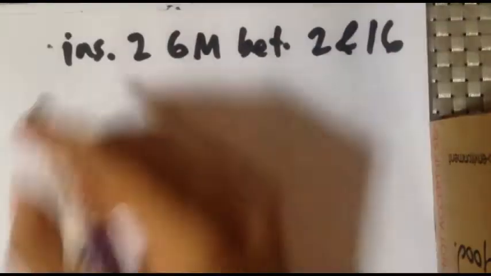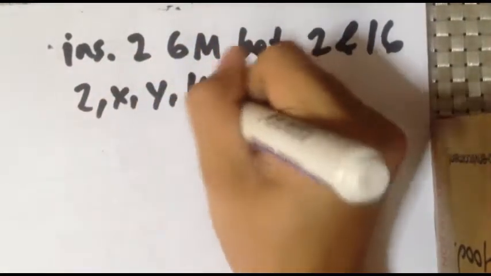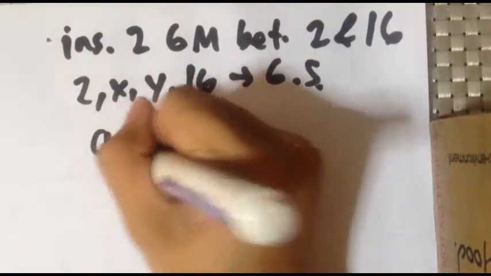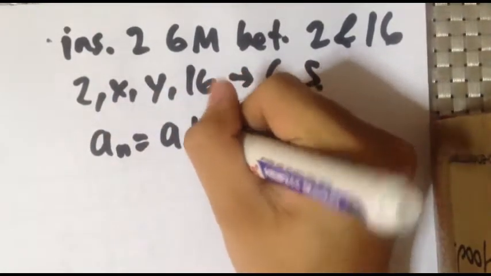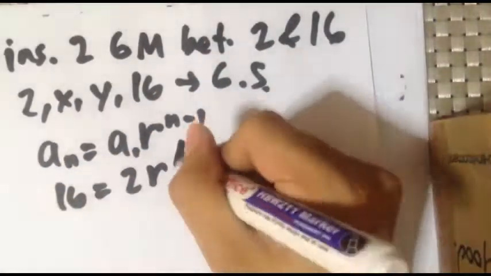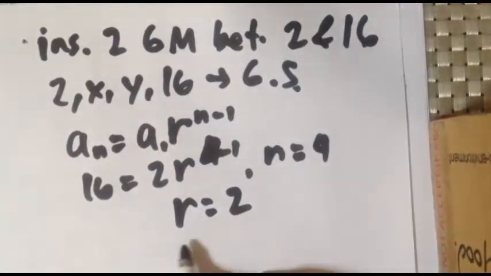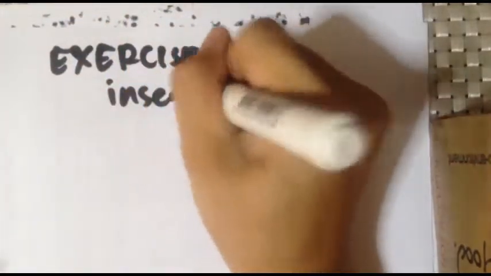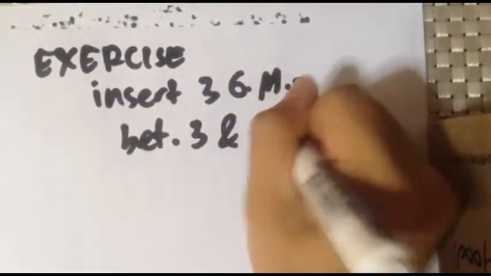Let's have another example with geometric means, such as insert 2 geometric means between 2 and 16. So it's like we want to find x and y so that 2, x, y, 16 is a geometric sequence. We do something like the arithmetic series. Since a sub n equals a sub 1 times r raised to n minus 1, 16 equals 2 times r raised to 3, so r equals 2, giving us the geometric means 4 and 8. Here's another exercise. Insert 3 geometric means between 3 and 4.